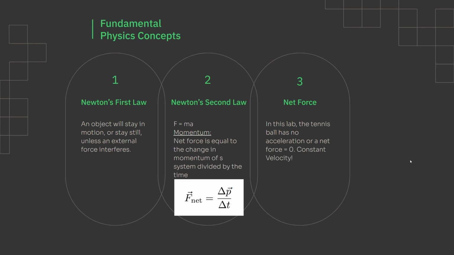There are 3 fundamental physics concepts. 1. Newton's first law: an object will stay in motion or stay still unless an external force interferes. 2. Newton's second law, or F equals ma, as well as momentum. Net force is equal to the change in momentum of the system divided by the time. F net equals delta P over delta T is one of the main formulas that we will be using in this lab. In this lab, the tennis ball has no acceleration, or a net force equaling 0, which also means constant velocity.